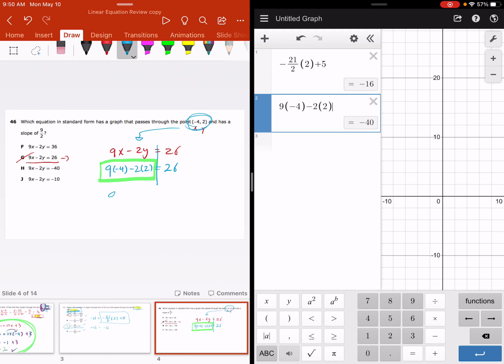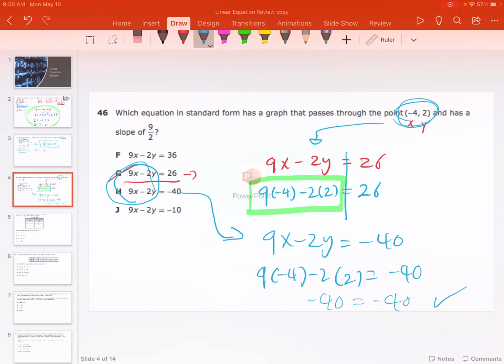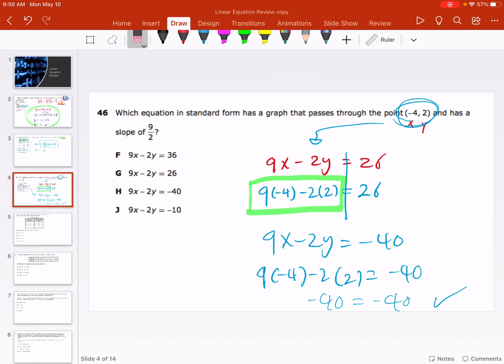So I write down the second one here. 9x minus 2y equals -40. Instead of x, I'm going to put -4 minus 2. Instead of y, I'm going to put 2. Should be equal to -40, which I already did here, right? Because apparently these are the same thing, and I got -40. Check. So that's how you find the answer, okay? Like that.